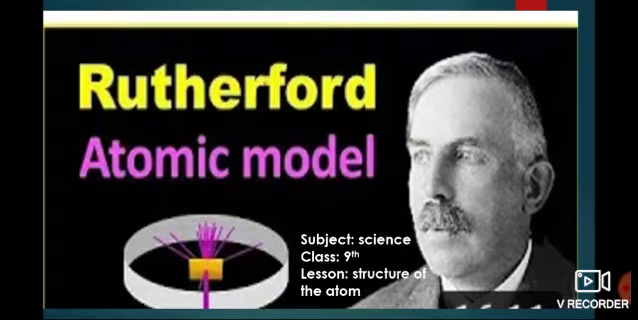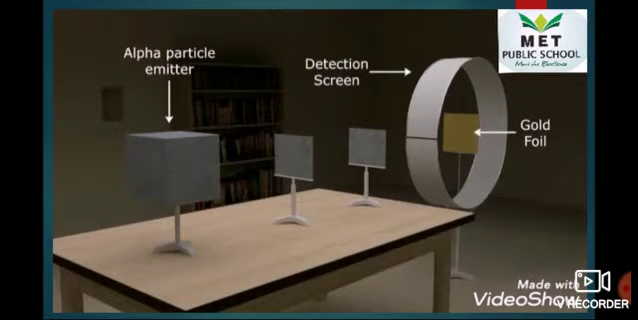Hello students, in last class we studied the atomic model of J.J. Thomson. Here it is, the second model, known as the Rutherford atomic model, from the lesson Structure of the Atom. Ernest Rutherford proposed a model of the atomic structure known as the Rutherford model of atoms.